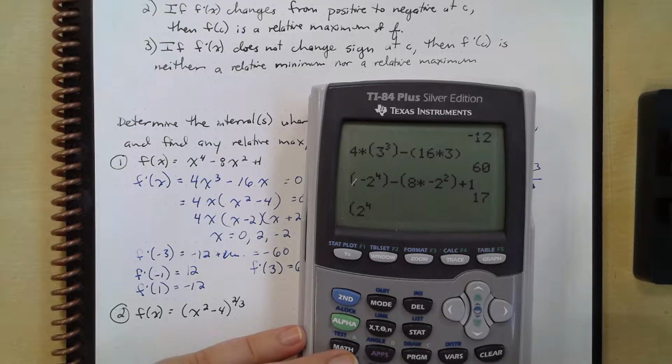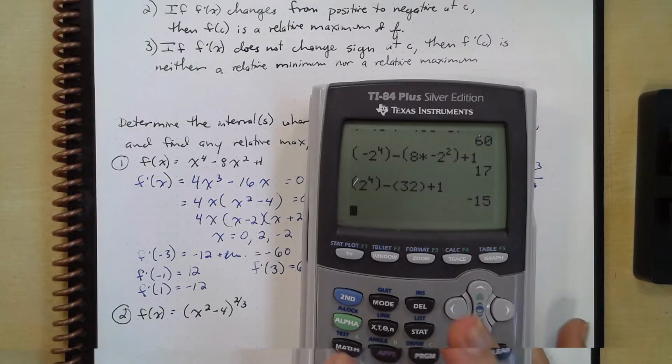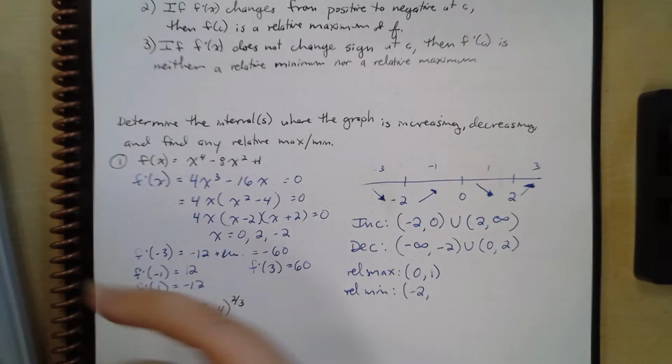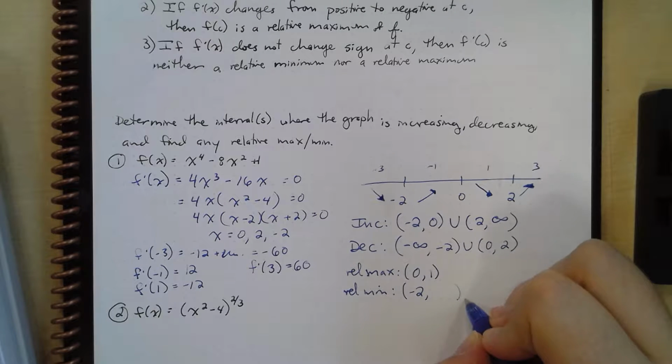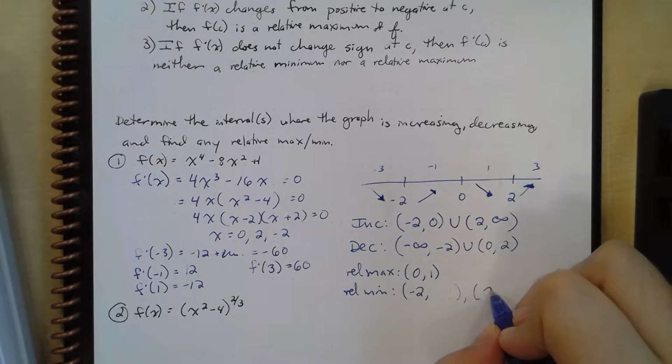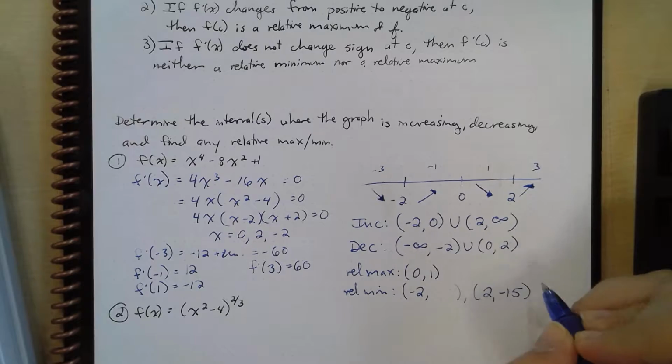2 to the 4th minus 8 times 2 is 4. So 8, why did I, oh my gosh. So 32 plus 1. Okay, -15, that seems more accurate. So what was that? My 2 comma -15.